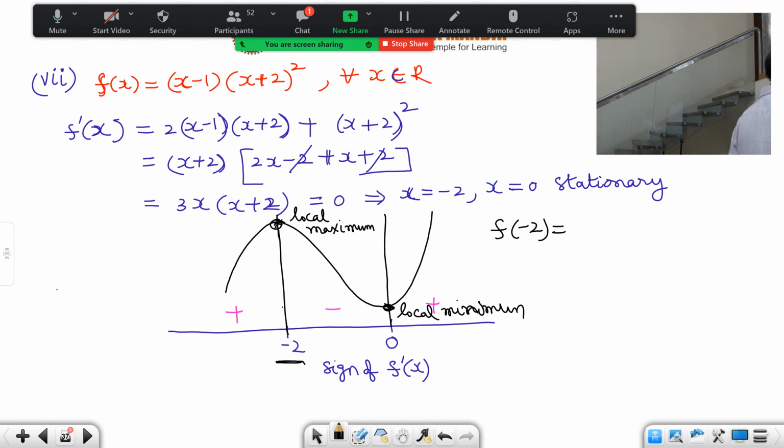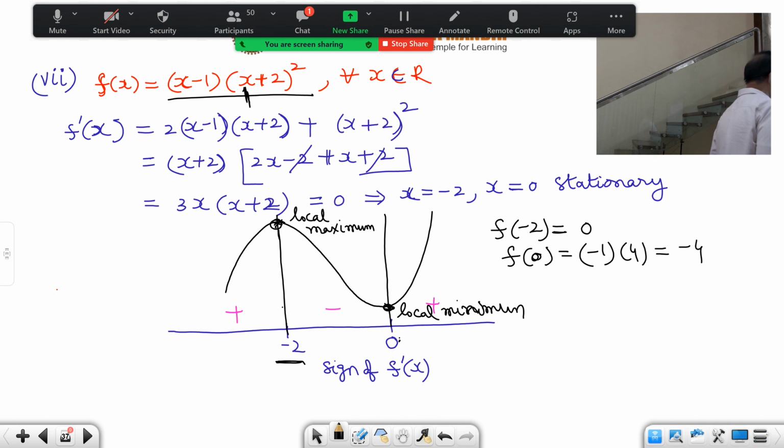f of minus 2 in the original function. If you put minus 2 here, then you will get 0. Okay, f of minus 2 is 0. What is f of 0? The local minimum value? Sir, minus 4. Minus 1 into 4, so minus 4.